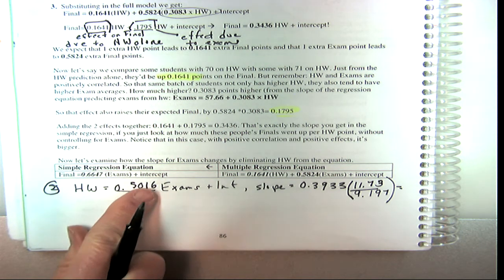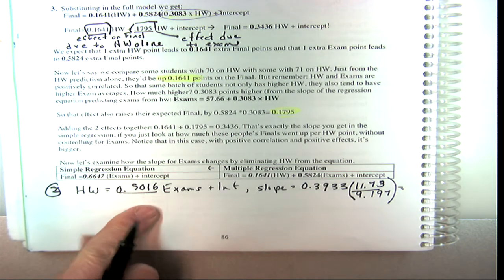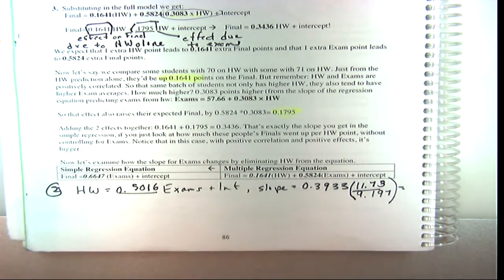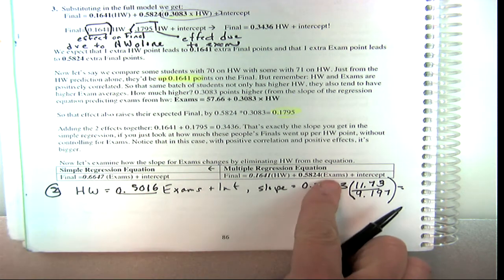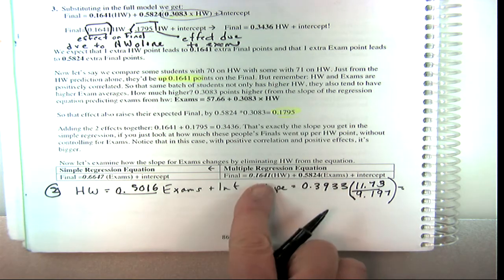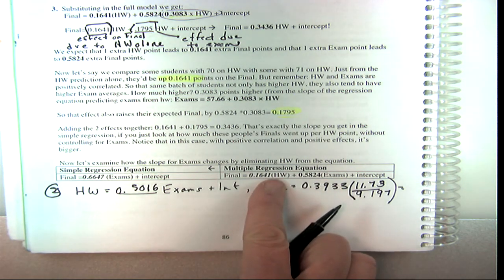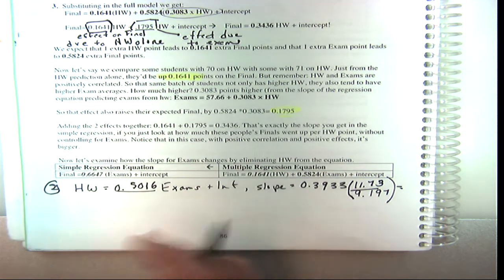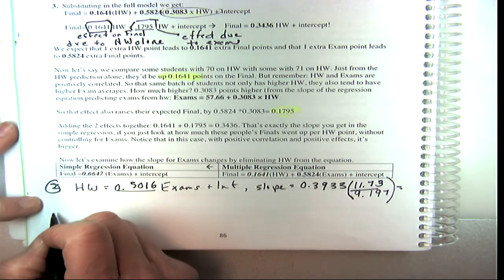And that's homework points per exam. We're trying to get homework. All right, so now, what am I going to do with that? Well, now I'm going to substitute that in for homework here, and then I'll get something that's just in terms of exams. So that's step 3.